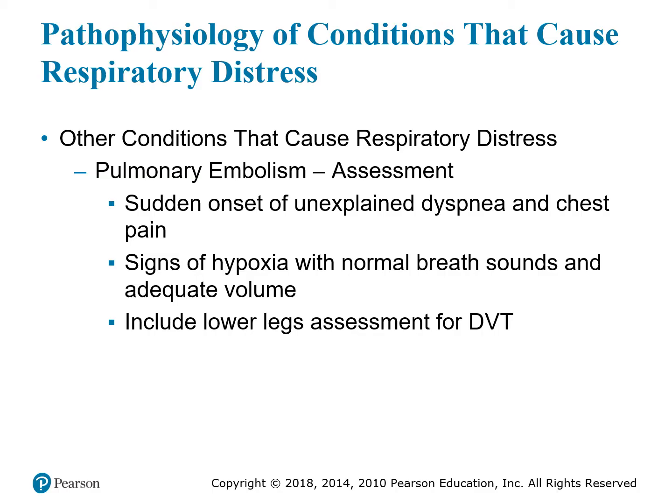If you're trying to ascertain if your patient is having a pulmonary embolism, they're going to have a sudden onset of unexplained dyspnea and chest pain. You're going to see signs of hypoxia with normal breath sounds, and they're going to be able to move air well. So what we are looking for is their history. You're going to have to do a thorough history, and you're going to want to do a physical assessment of their lower legs. If they're showing signs of deep vein thrombosis, or they tell you they have deep vein thrombosis, or they explain they've had a recent surgery or they've been sitting still for a very long time, that should increase your suspicion that you're dealing with a pulmonary embolism.